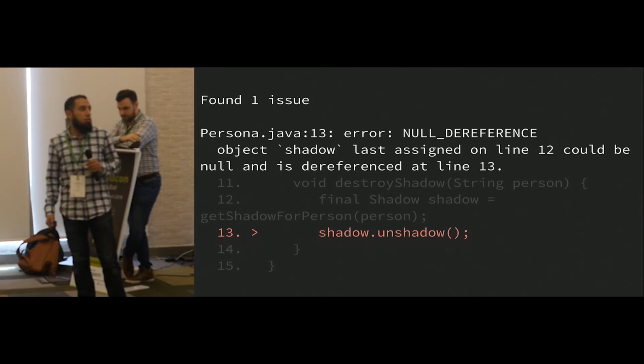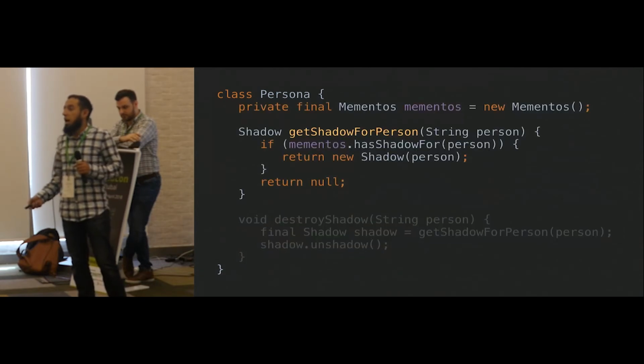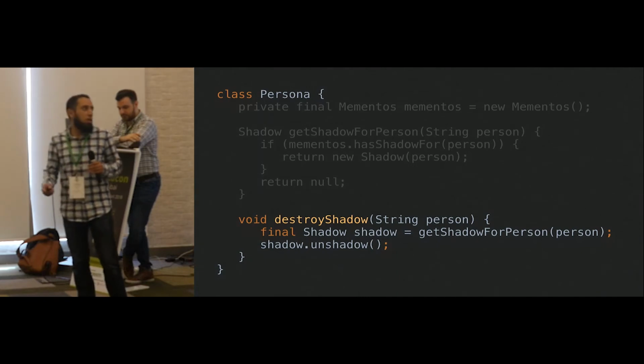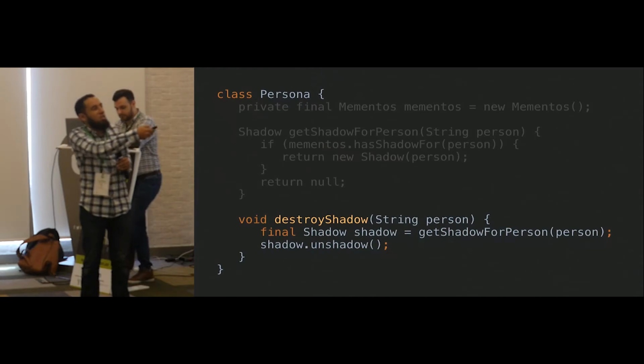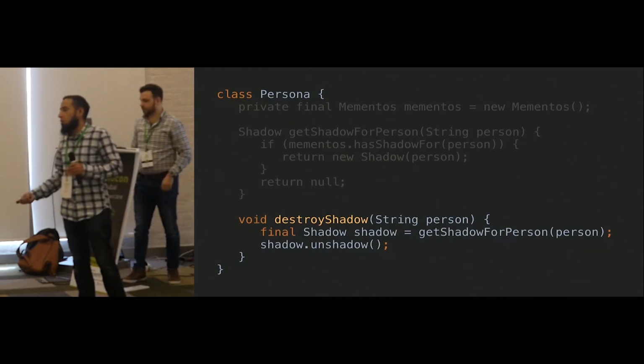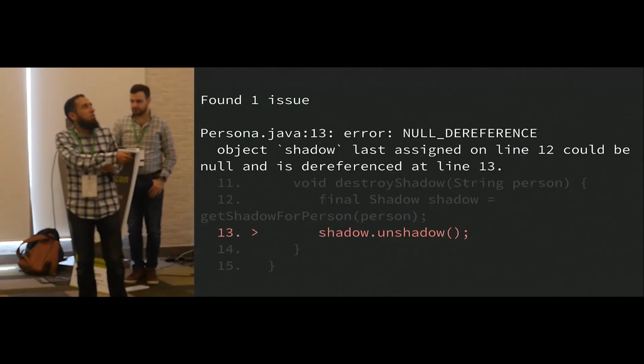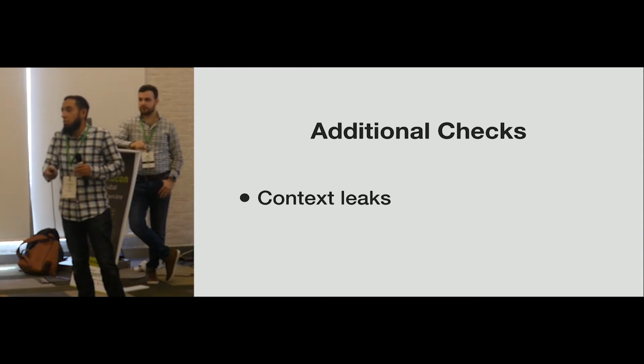So Infer will warn me that, hey, this is a potential null dereference, right? Because I could actually get a null pointer exception by running this code. If in this first case it returns null, when I call the second method, shadow.unShadow will throw a null pointer exception. And notice the other interesting thing about this is that I'm not annotating the methods here. It detects it even without annotation of the methods, which is pretty cool.